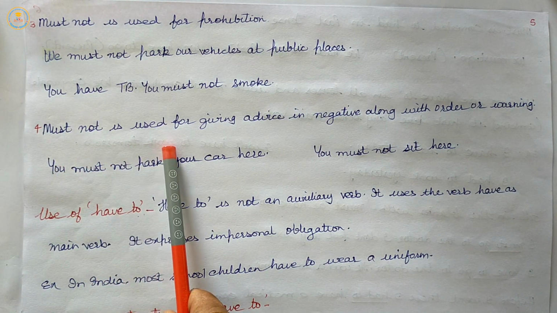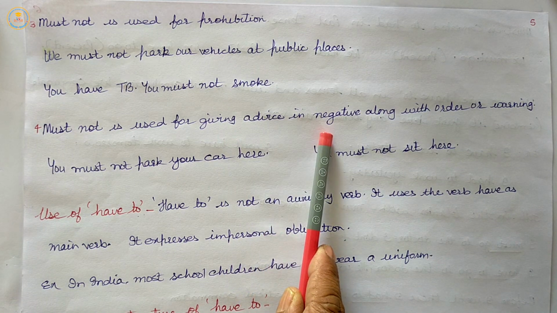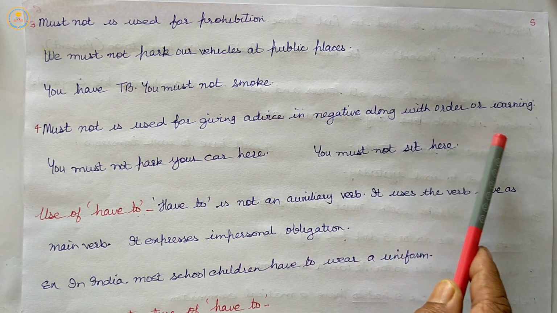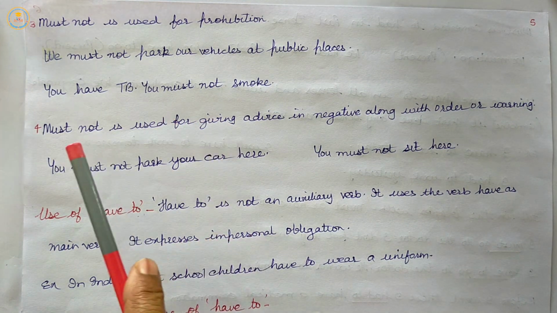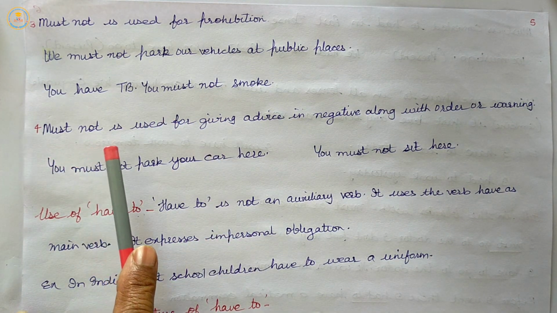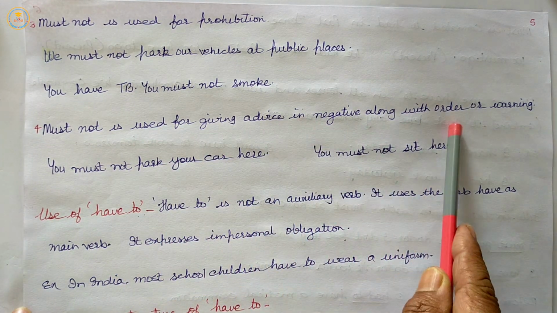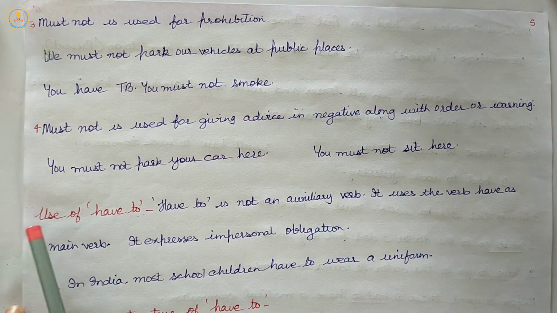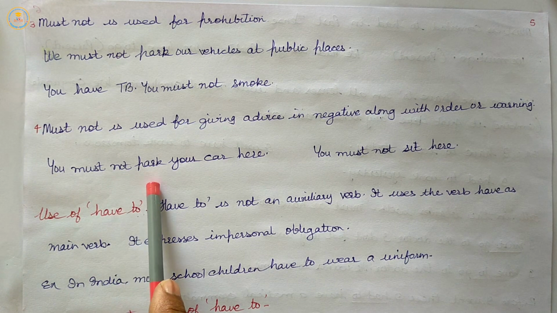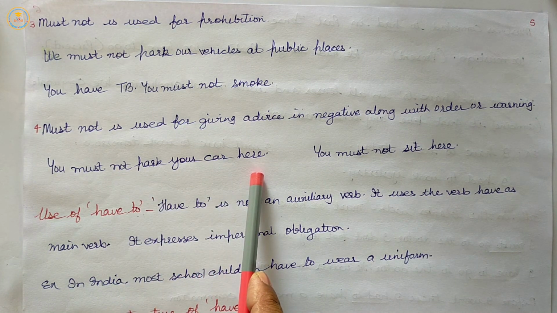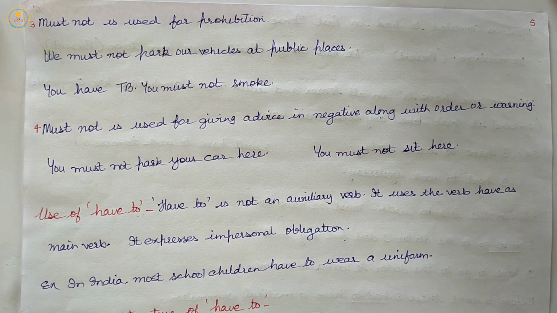Next, must not is used for giving advice in negative along with order or warning. Listen. Example: you must not park your car here. Full stop. You must not sit here.